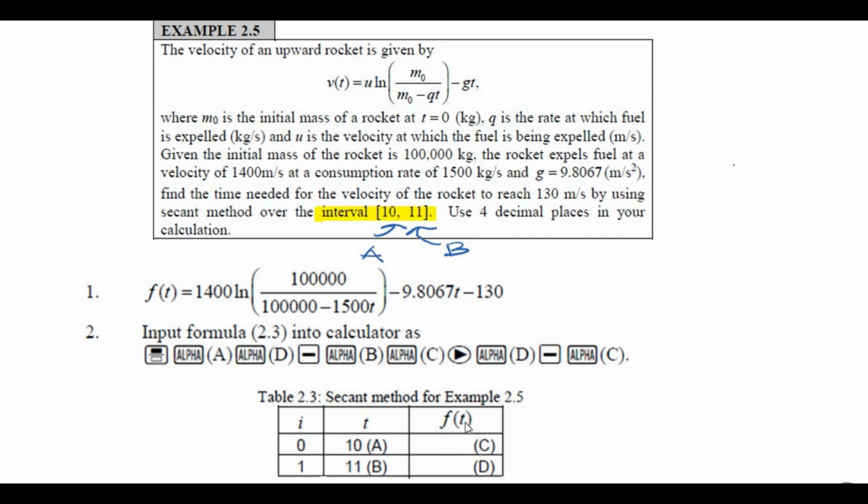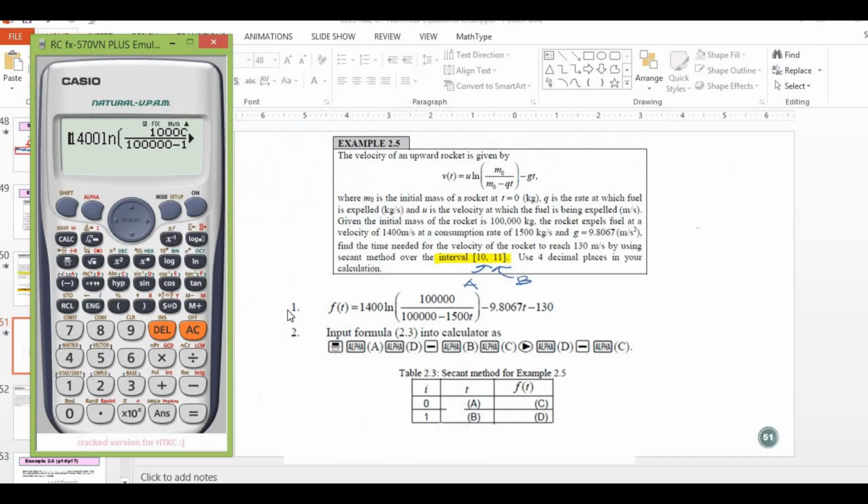Next, what to do is for you to fill in our FT. So how are we going to do this? You will use this formula, FT, and then you are going to put it in here. So try to punch your calculator to get this formula. See if you can get the same answer as me. Okay, let's try. Make sure you key in properly here.